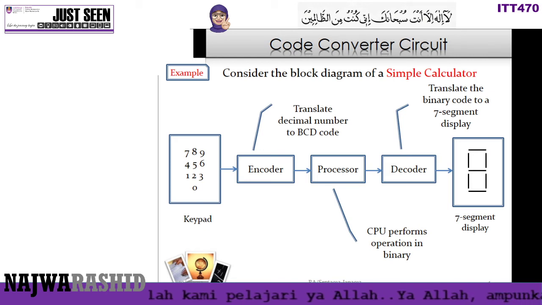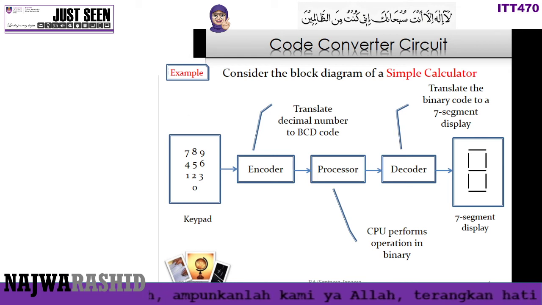We consider this example as referring to a simple calculator where we have the keypad here. The keypad displays the number in decimal value, which we have 0 until 9. So this is the keypad in decimal value, and then we need an encoder circuit here in order to translate this decimal value into the BCD code. After that, you will pass the value into the processor. The processor will perform the operation, an arithmetic operation or any logic operation.